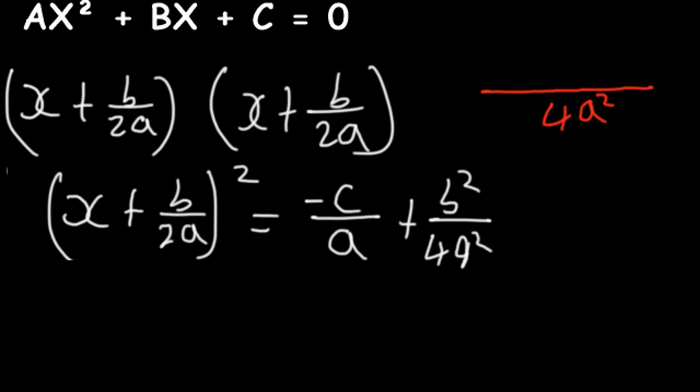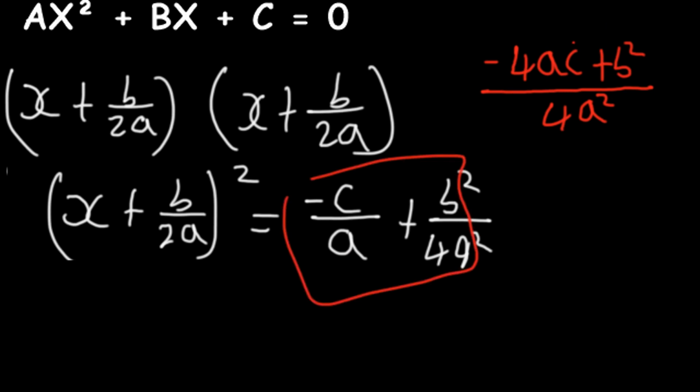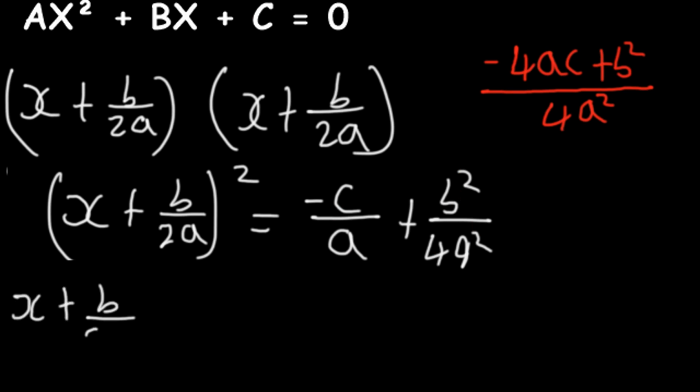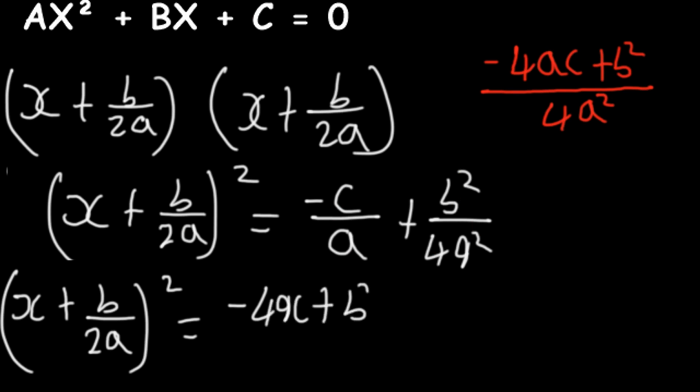So a can go into 4a squared, that's 4a. 4a times minus c, that's minus 4ac. Then 4a squared can go into 4a squared, that's 1. 1 times b squared, that's plus b squared. So our right hand side is simply equal to this. Let's replace this with this. So we have x plus b over 2a all squared to be equal to minus 4ac plus b squared over 4a squared.